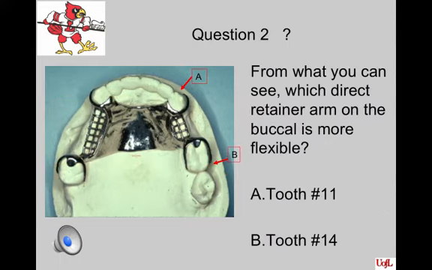Question number 2. From what you can see, which direct retainer arm on the buccal is more flexible? The longer the clasp arm, the more flexible the clasp if all other things are kept equal. Therefore, tooth number 14, direct retainer, would be more flexible.